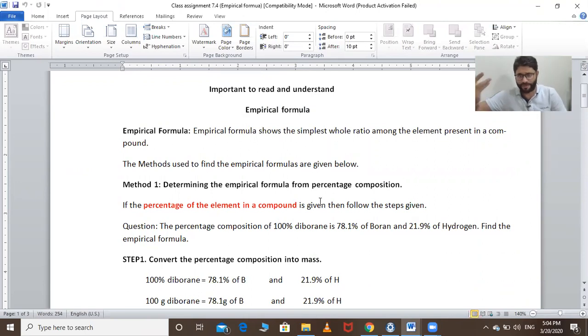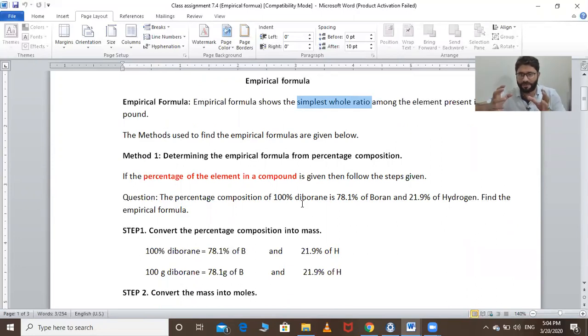Now, what is empirical formula? We learned about many sorts of formulas like structural formula, a ball and stick model of different sorts of compounds, the molecular formula, formula unit, many things we learned. Today we are discussing empirical formula. Empirical formula shows the simplest whole number ratio among the elements present in a compound. For example, a compound is made up of two or more elements, the same element or different elements. In order to take all those elements into a simple whole ratio, we call it an empirical formula.